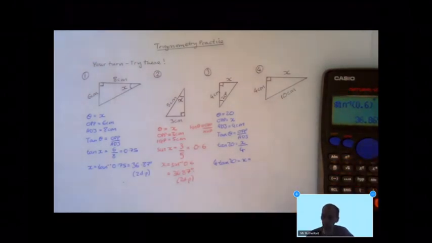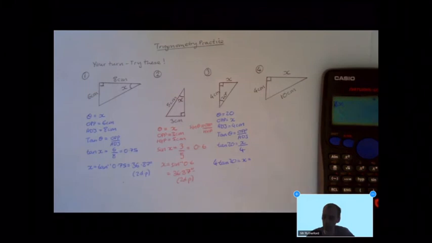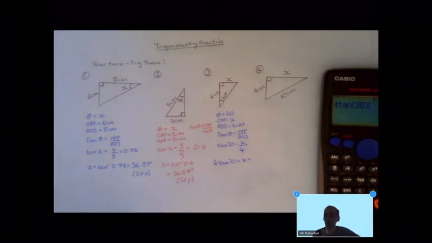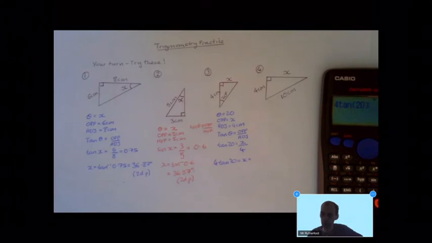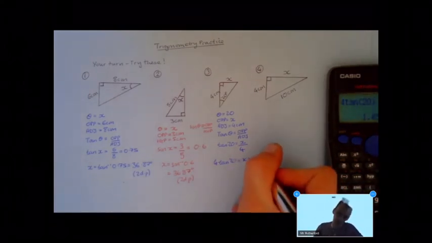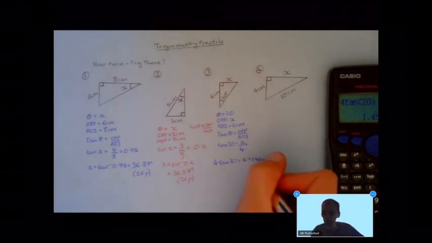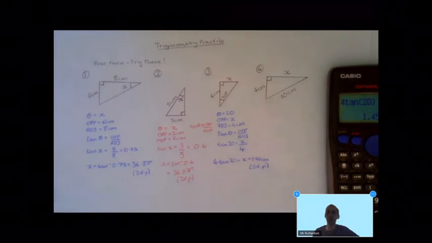So if we do 4 times, or just 4 tan 20, we're finding a side length. So we're using tan rather than inverse tan. So 4 times tan 20, 1.46 to 2 decimal places.